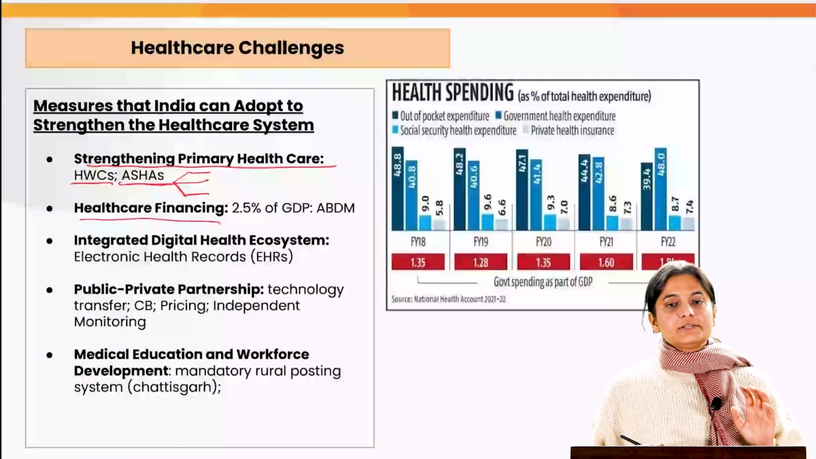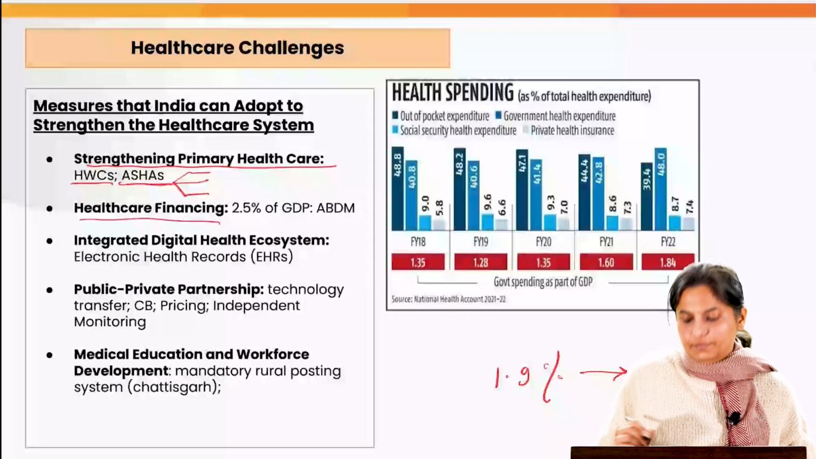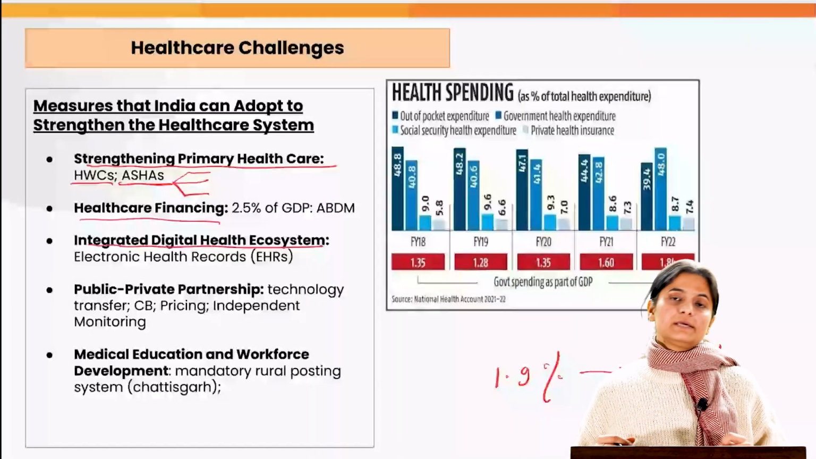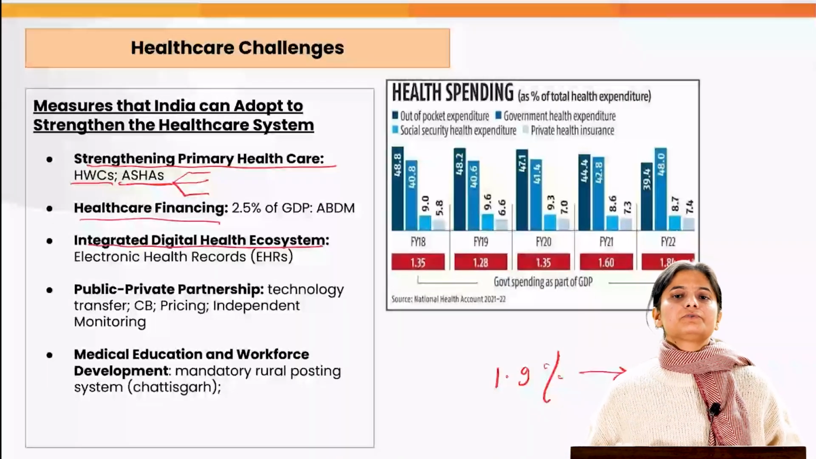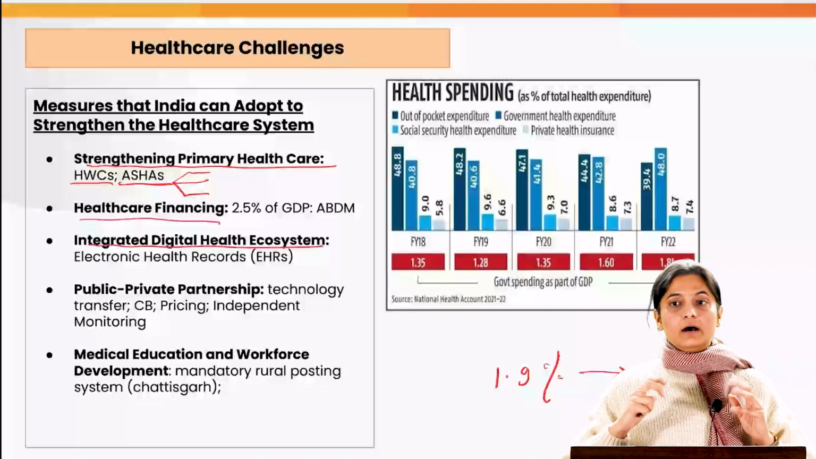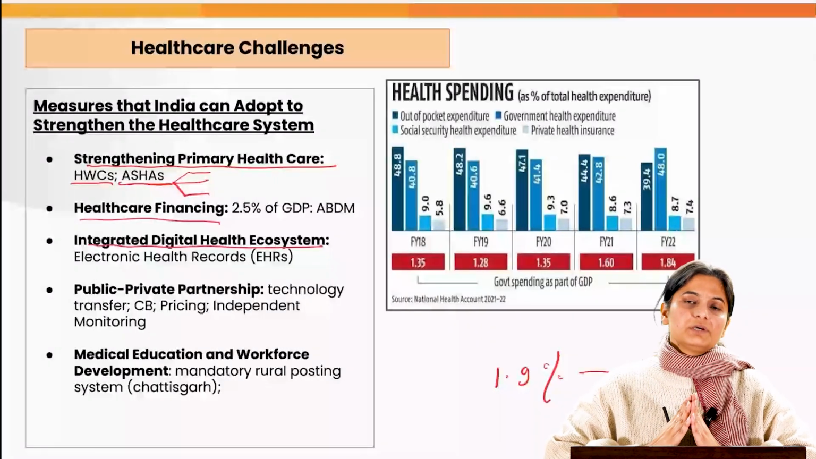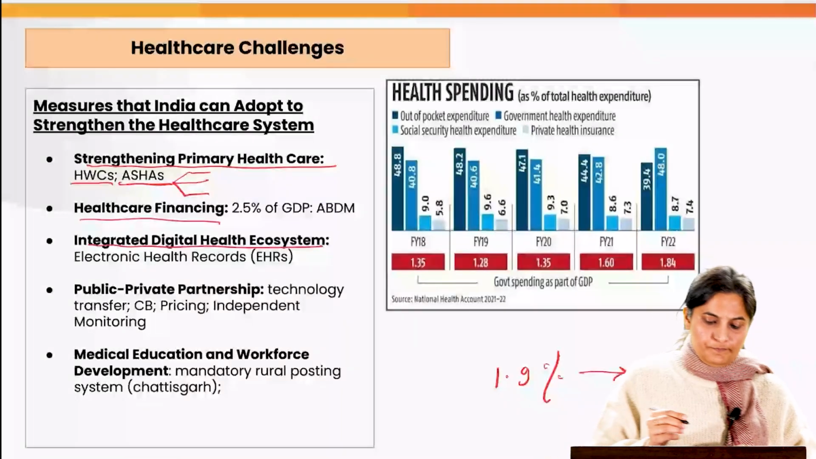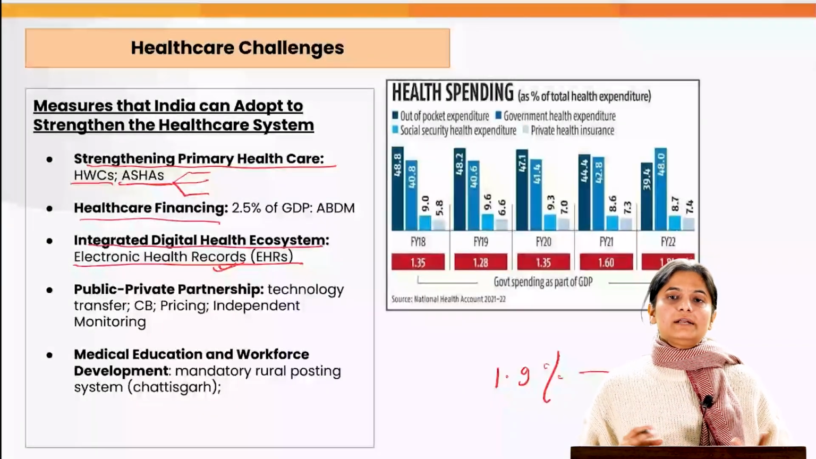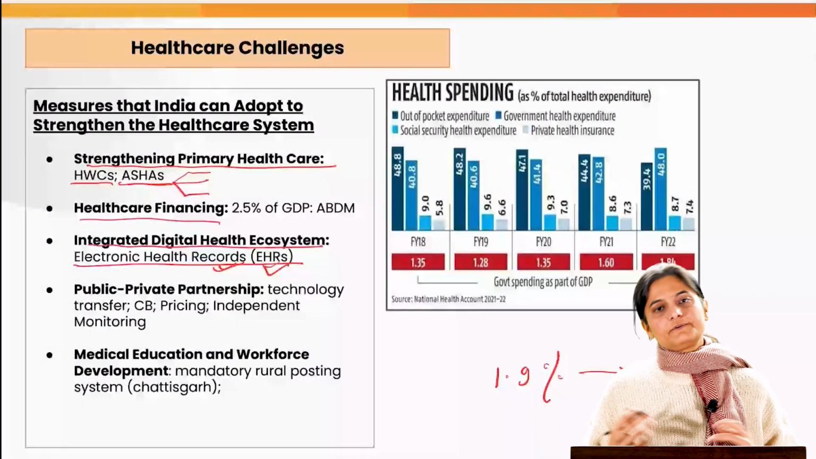Then healthcare financing. Like I said, it only stands at 1.9% currently. We need to increase it to at least 2.5% of our GDP. Then there has to be an integrated digital health ecosystem. Integrated in the sense of not just catering to one aspect of healthcare, but primary, secondary and tertiary, all three integrated. We have to ensure it covers not just urban areas, but also rural and remote areas. It has to be affordable, inclusive and accessible. For that, we start with initial steps, beginning with electronic health records so that they can be transferred wherever they are required by patients and doctors.